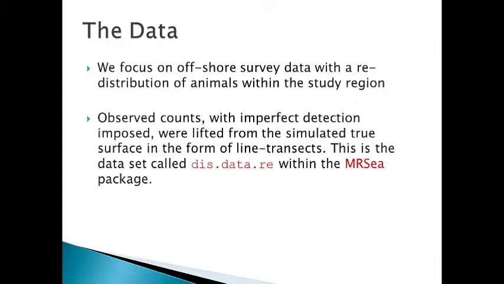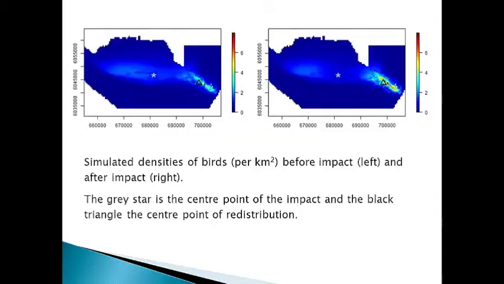We have observed counts with imperfect detection, and these were lifted from our simulated true surface. And in this case, we're using the dataset called dis.data.re within the package, if you're looking for it. So we have simulated densities of birds before and after impact. Some of you might recognize the region that we might have simulated this off. So we have an area here before. The star here represents our area of impact. In this case, we're going to pretend maybe that it might be some wind turbines. And before, this is the distribution of animals across our surface. And afterwards, there's a slight decline around this area.